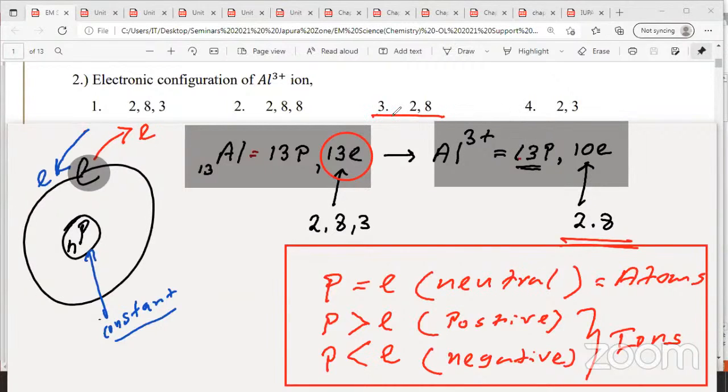Question number 2, the answer is 3. Then next one, question number 3. I'll erase the screen.